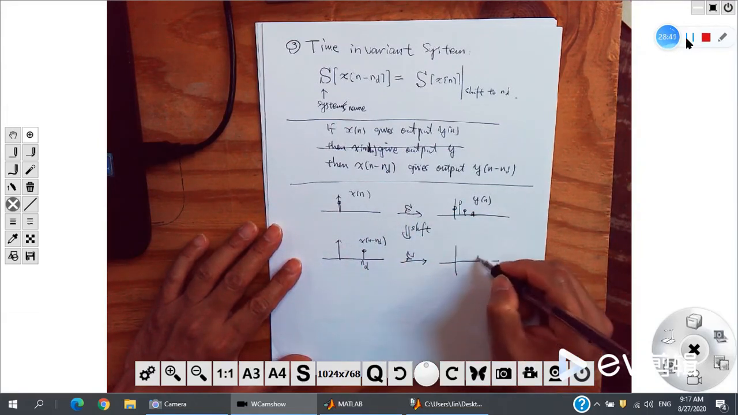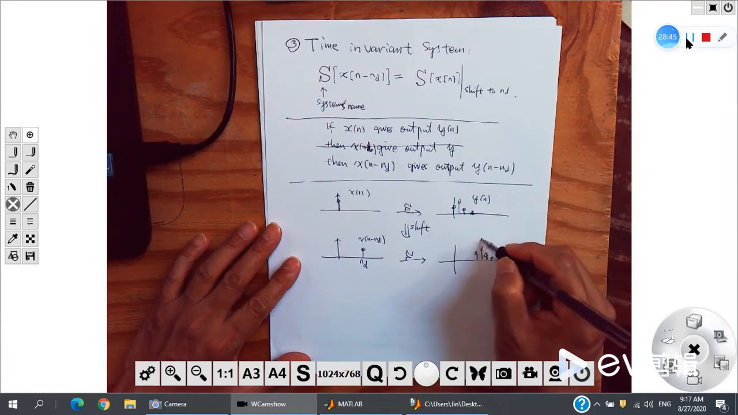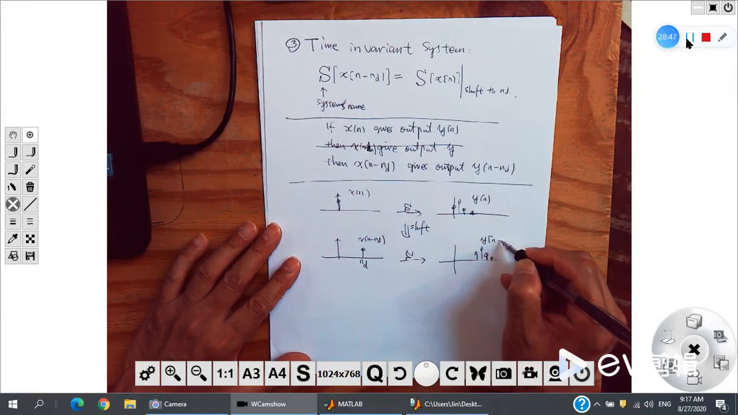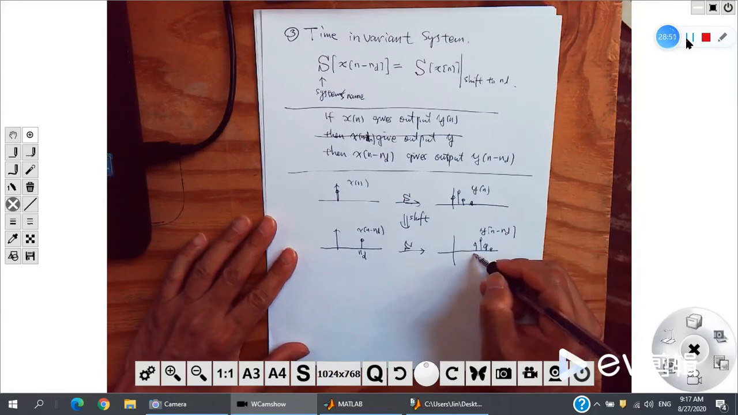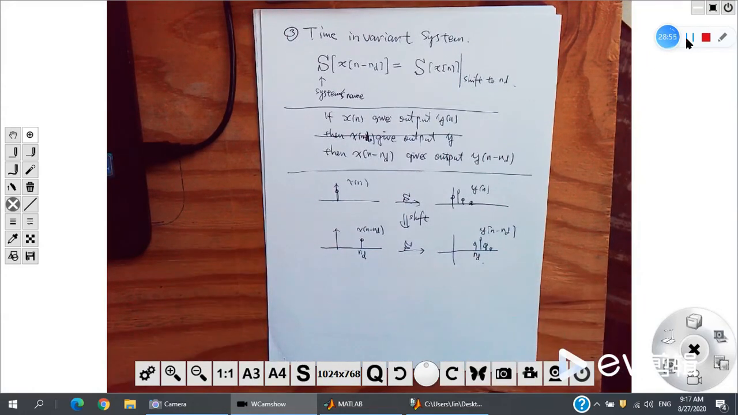You will have the same thing of y, but shifted by nd. This is nd here. So you give the same waveform.